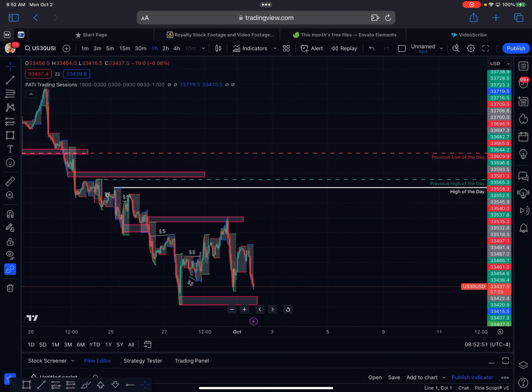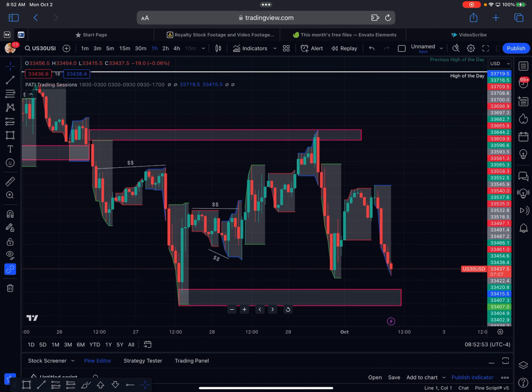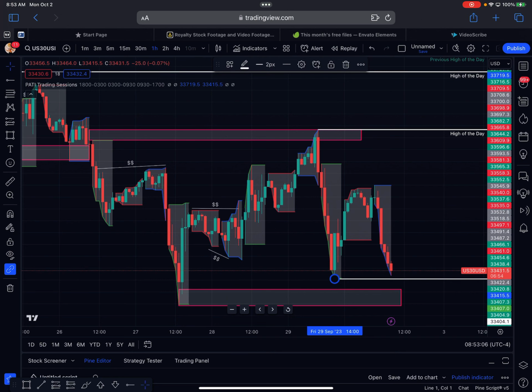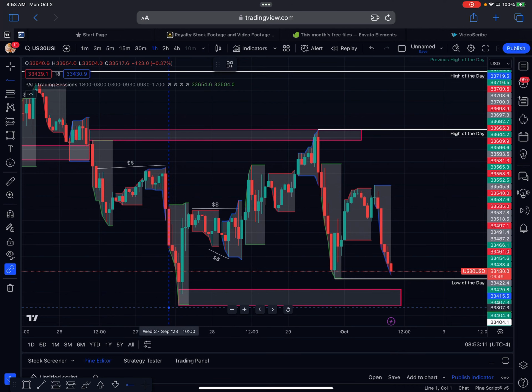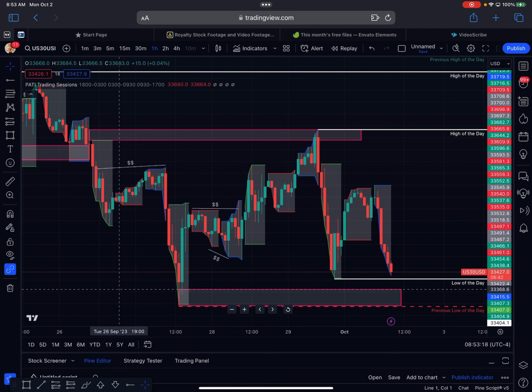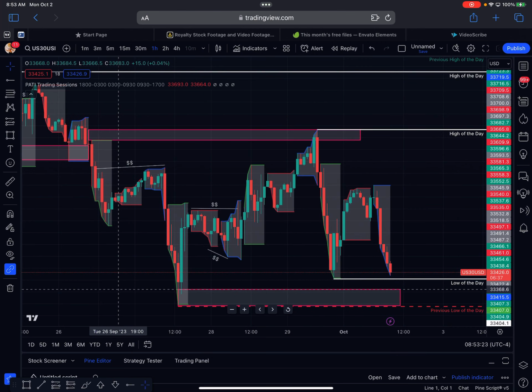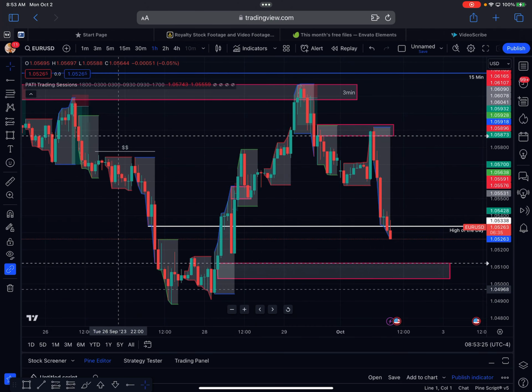So I didn't do this on Euro USD, but I'm about to. I like to mark the highs and the lows of the previous trading days. So this was the high of the day. This was the low of the day, which we're about to cross right now. And then this right here was the previous low of the day. So having alerts there kind of keeps me aware of what price is doing on each session. So I'm gonna go ahead and do that for Euro USD real quick.